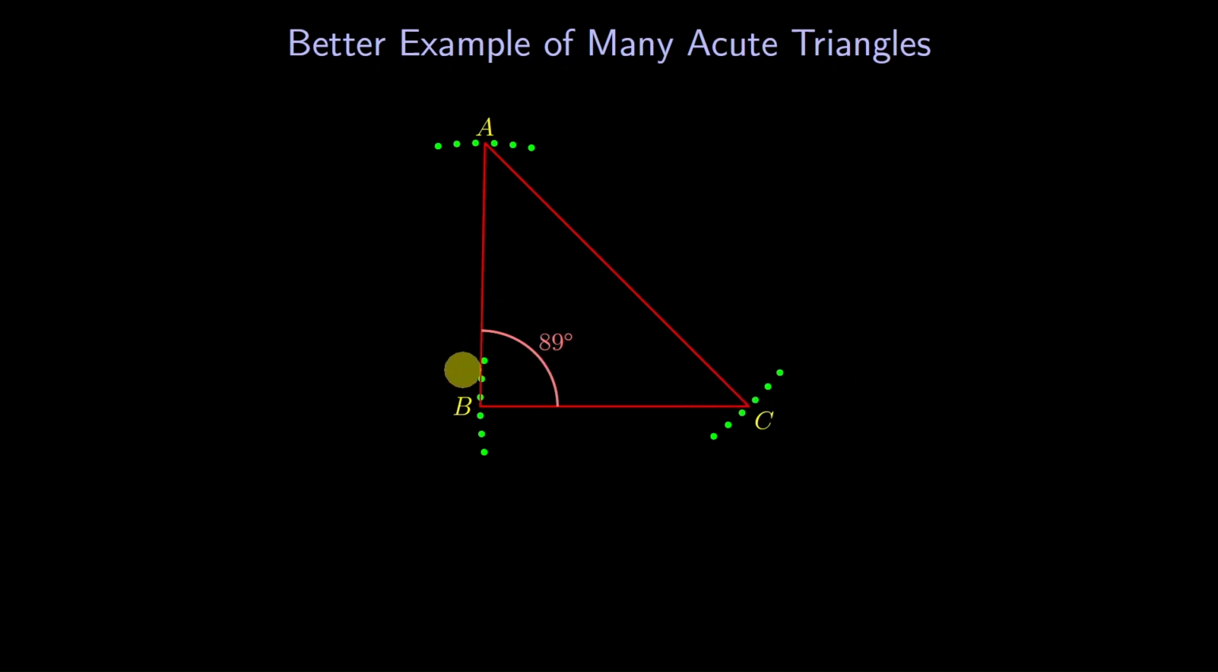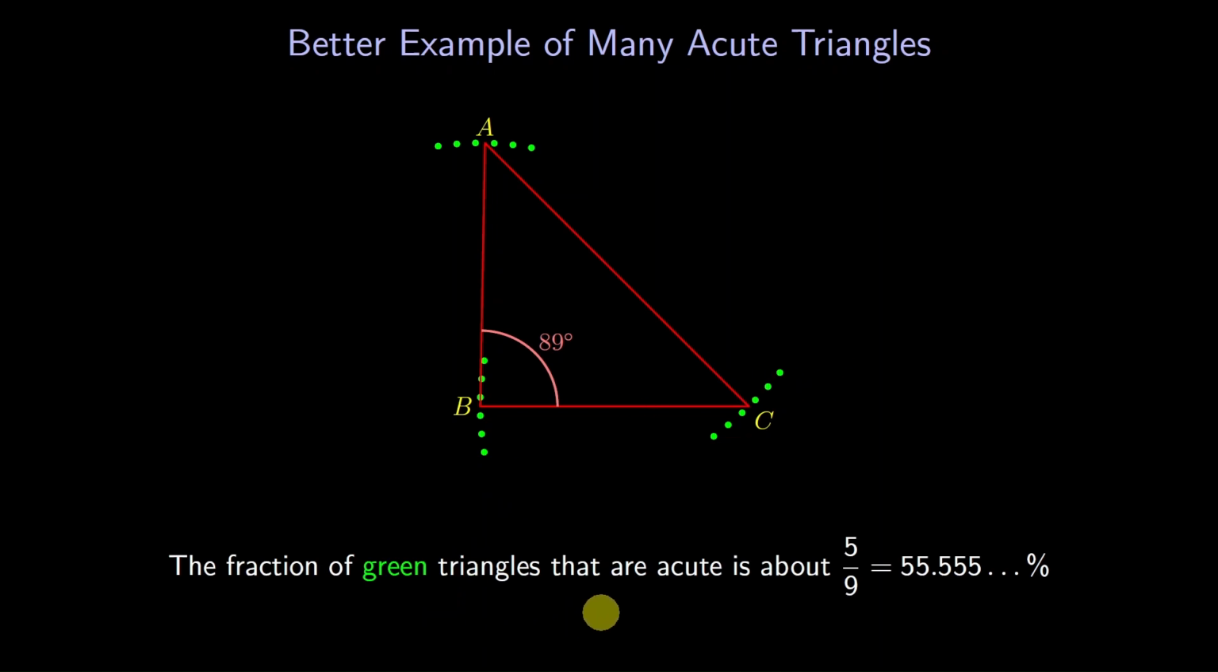It turns out that if we place the green points carefully, we can get about 5/9 of the triangles on the green points to be acute. For example, if the triangle has 1 green point near A, 1 near B, and 1 near C, then the triangle will be acute, assuming we place the green points carefully. In the video description, I'll include a link with more details.